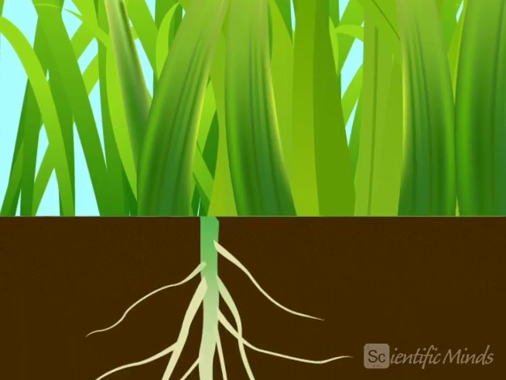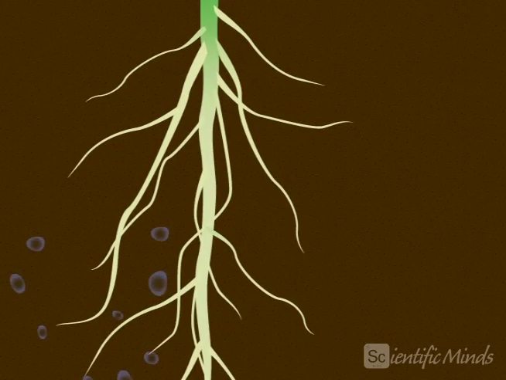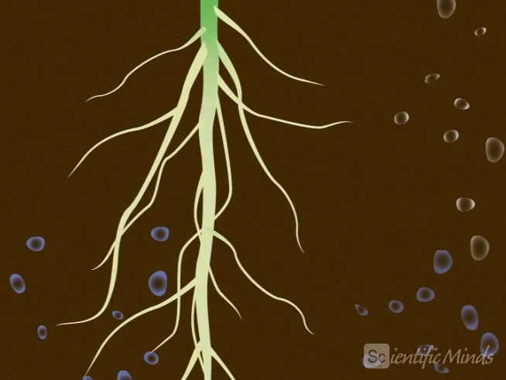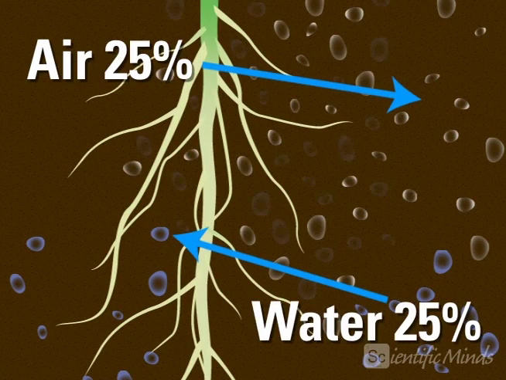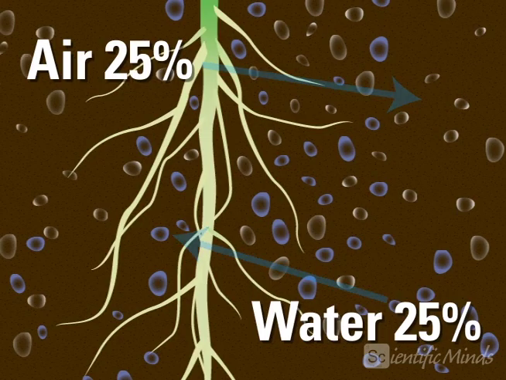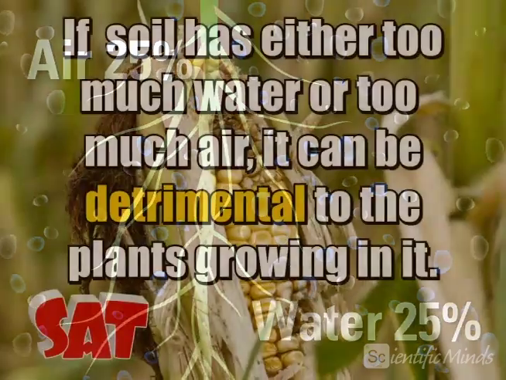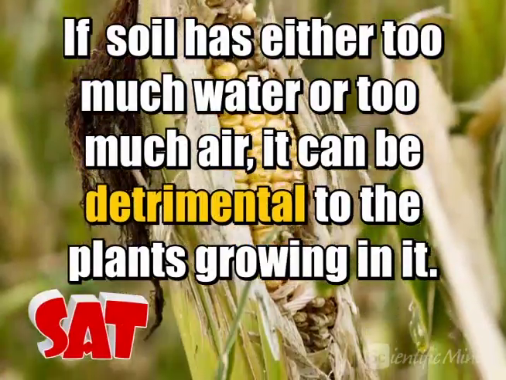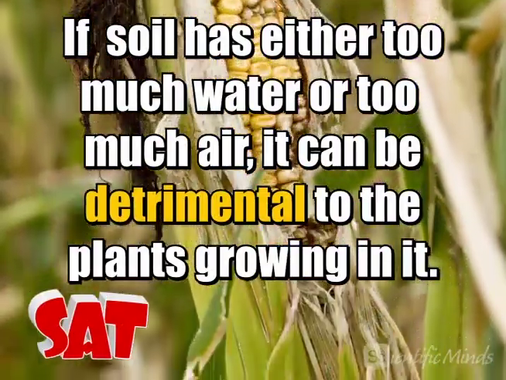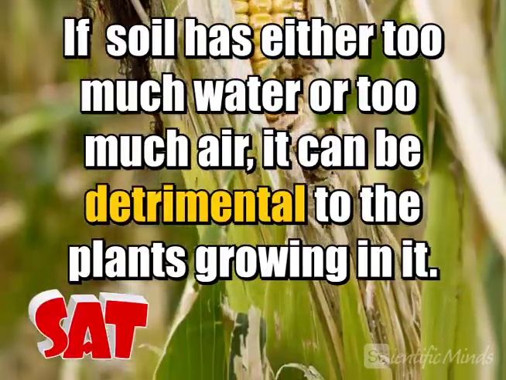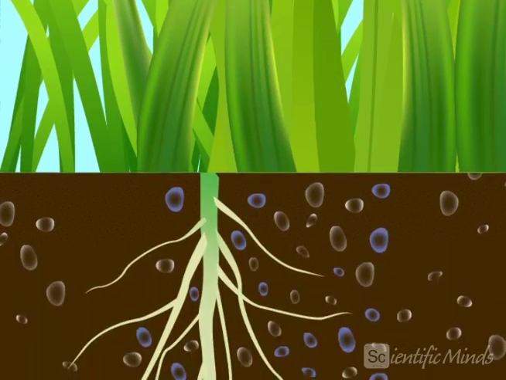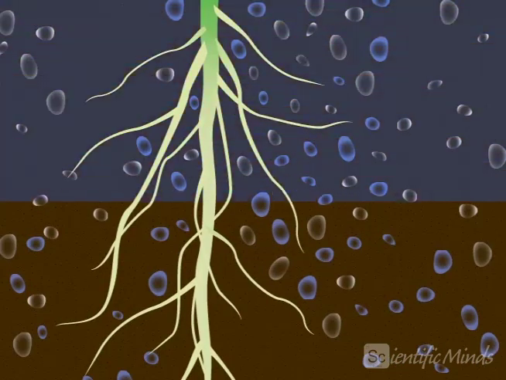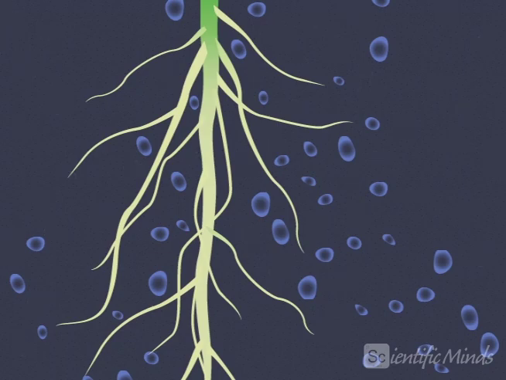You might not have thought about air and water as part of the soil, but in good soil, they make up about half, about 25% each. Air and water fill up the pore spaces between soil particles. If soil has either too much water or too much air, it can be detrimental to the plants growing in it. In case of heavy rains or over-irrigation, water may fill up all the space between the soil particles and force air out of the soil.